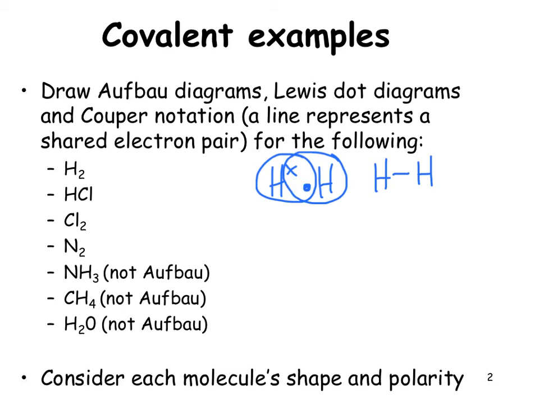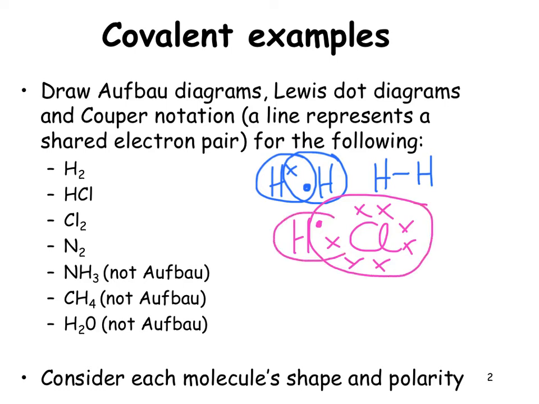If I now do hydrochloric acid, hydrogen has 1, chlorine has 7. Chlorine would like 1 more. Hydrogen would like 1 more. Hydrogen now thinks it's helium. Chlorine now thinks it's the chloride ion, so it's neon. So you land up with HCl. If I were to do chlorine, I would say this chlorine has got 7 valence electrons.